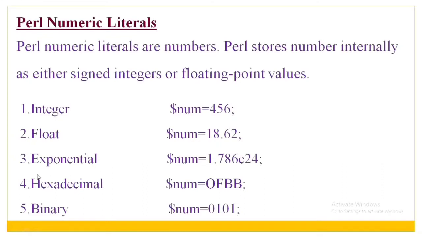1.786e24 semicolon. Next, hexadecimal. 0FBB is the hexadecimal data. So variable declaration $number equal to 0FBB semicolon. Next, binary data. 0101 is the binary data. So number equal to 0101 semicolon. So these are the numeric literals.